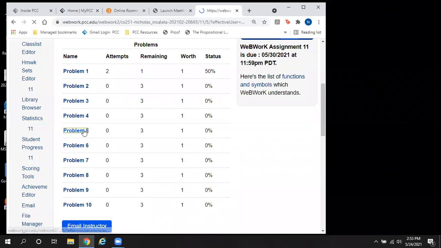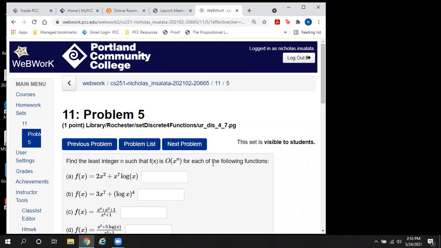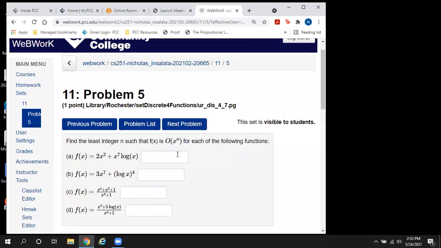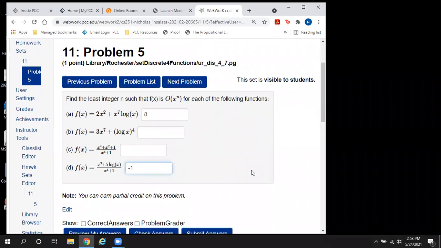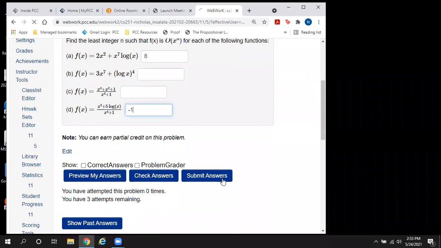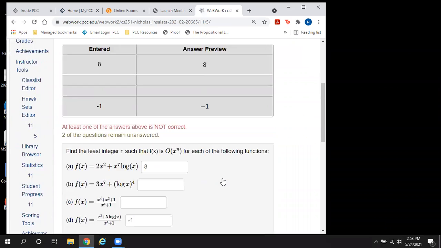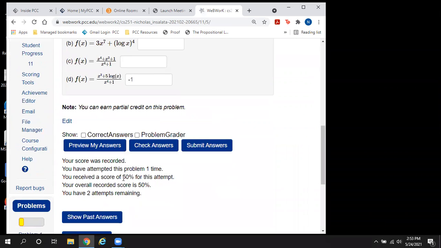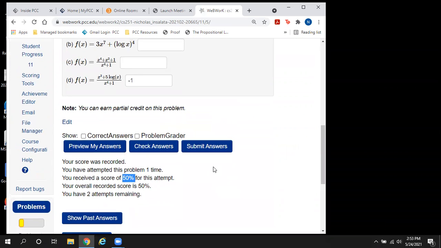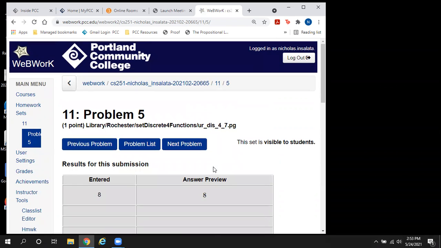So we were on problem 5. Here's what we had. We put in x to the 8th and x to the negative 1st. And let's check our answers here. 50%. Okay, so we did get the right answers on that problem. Okay, cool. So moving right along.